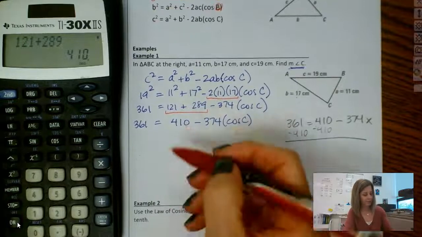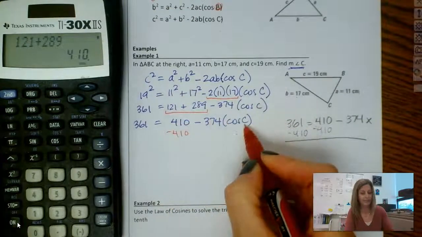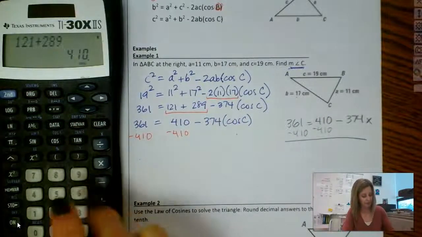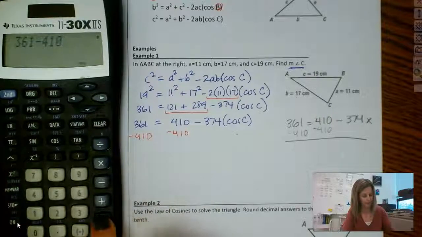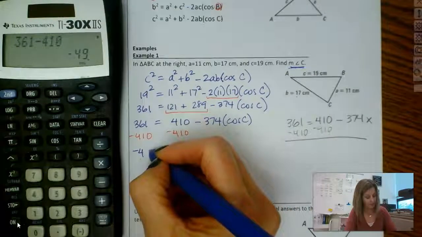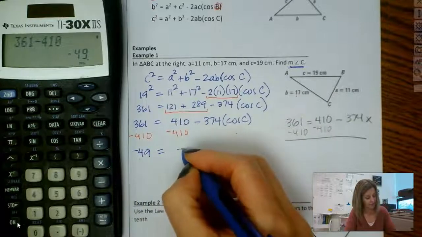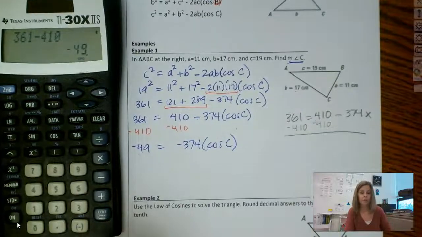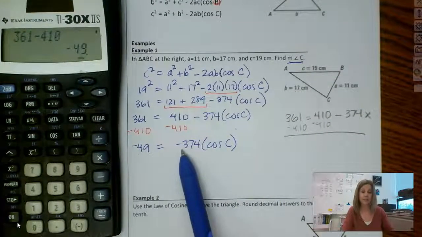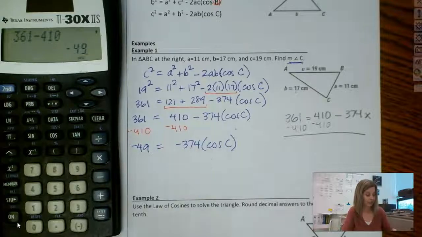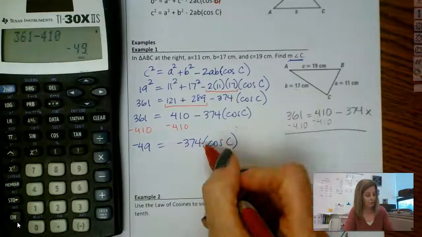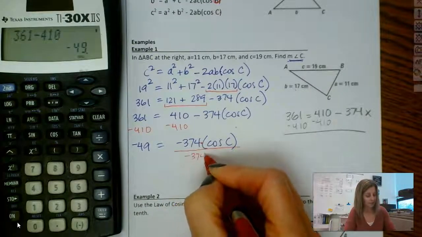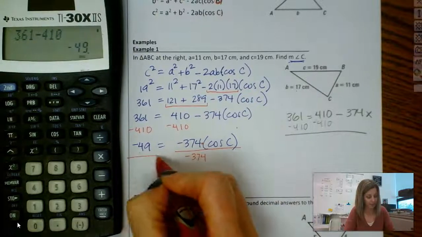All right, so what I have to do next is I have to isolate, I'm trying to isolate cosine of C. So let's take away 410 from both sides. So 361 minus 410 is negative 49. So this is negative 374 times the cosine of C. Okay, so again, think of this as negative 374 times x. So I need to undo that multiplication. I'm going to divide both sides by the number being multiplied by cosine of C.